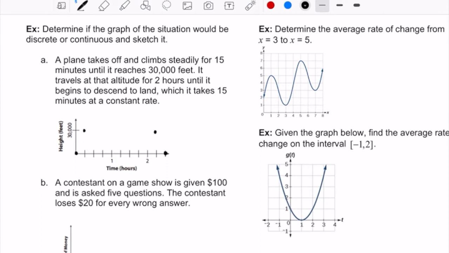So the entire duration of this trip is 2.5 hours. 15 minutes to go up, 2 hours at that altitude, and then 15 minutes to come down. Make a note here that this graph would be a continuous graph because it's a function of time, and when it comes to time, the in-between values do make sense to consider.